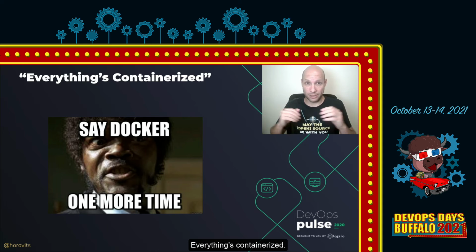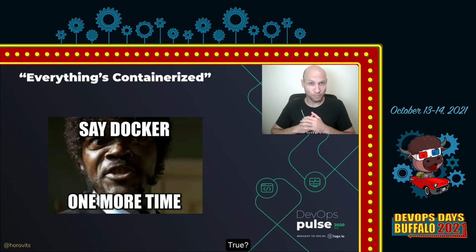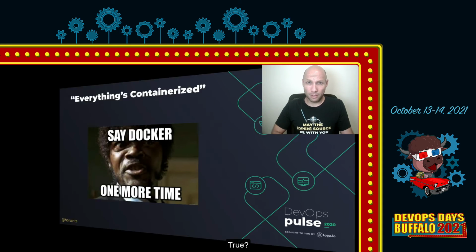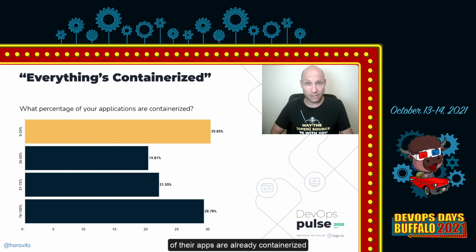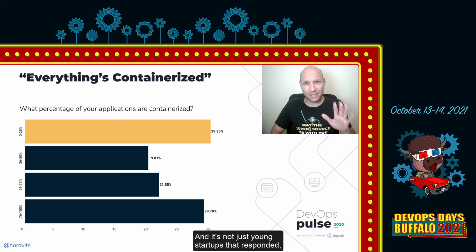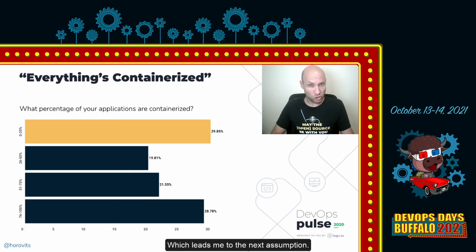The next assumption, everything's containerized. True? Quite true. Over 50% said that more than half of their apps are already containerized, and 30% said that over 3/4 of their apps are containerized, which is astonishing. And it's not just young startups who responded, but also enterprises with over 1,000 employees. So containerization is definitely happening across the board.